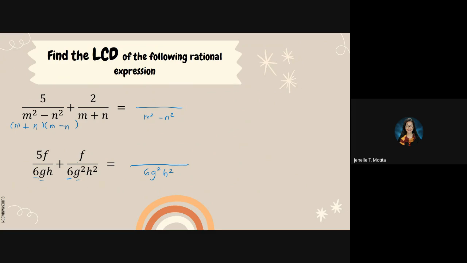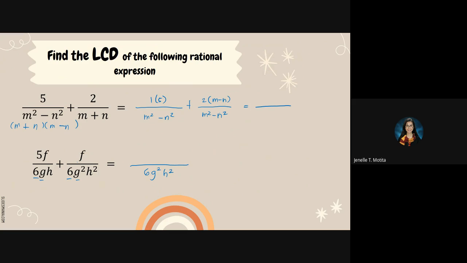Next, third example, we got 5 over m squared minus n squared plus 2 over m plus n. Just like the other two examples, let's put it in this way. So m squared minus n squared divided by m squared minus n squared, that's 1. So 1 times 5, that's 5. Next, m squared minus n squared divided by m plus n. When you divide this by this factor, what will remain? m minus n. We got 2 times m minus n. And then we simplify.